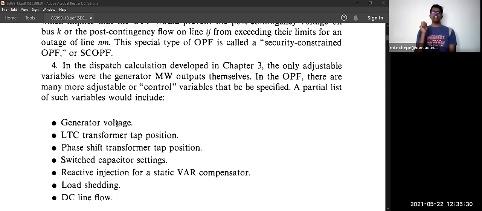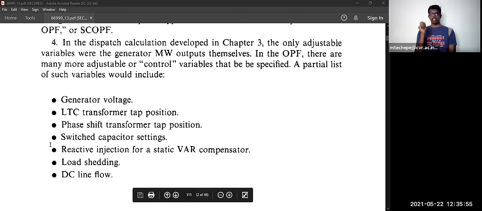Load shedding is also one of the constraints. Next is line flow limits. Line flow limits also we have to take into account. So this many constraints we have to take into account, and then we have to solve the optimal power flow problem. So these are some of the control variables. This also will be taken into account.